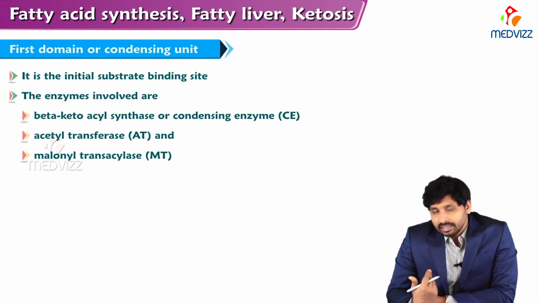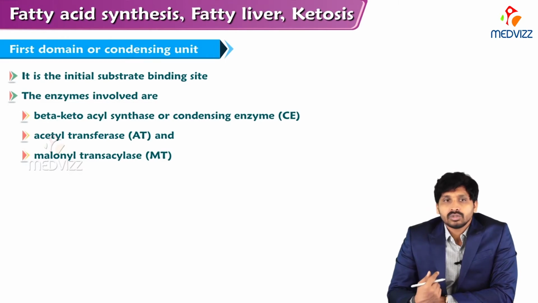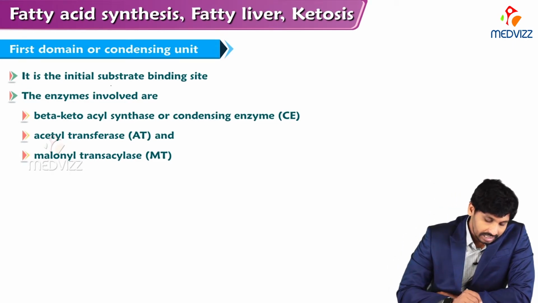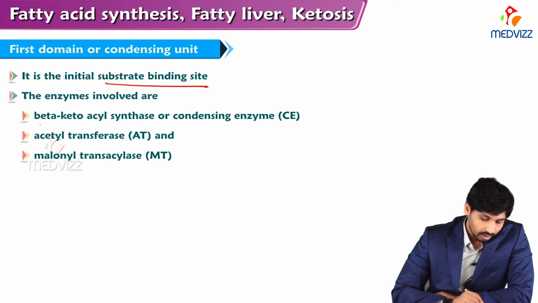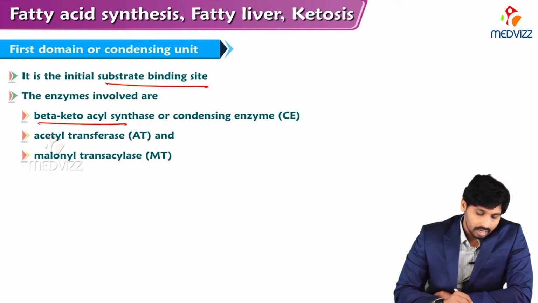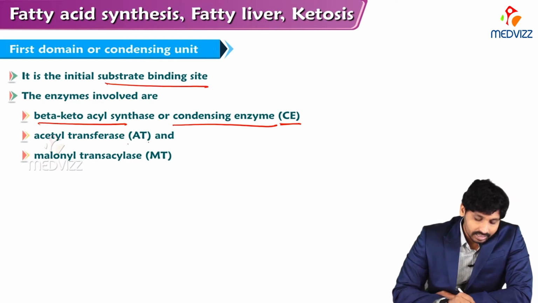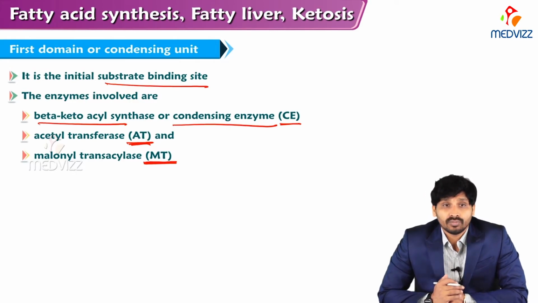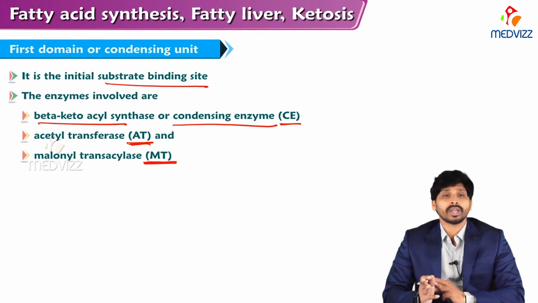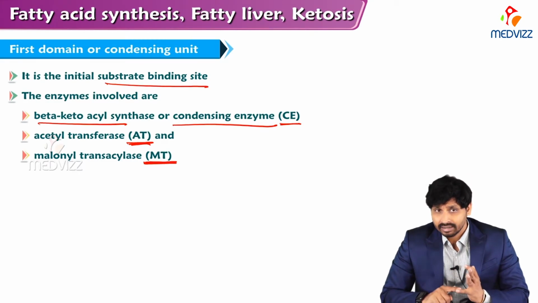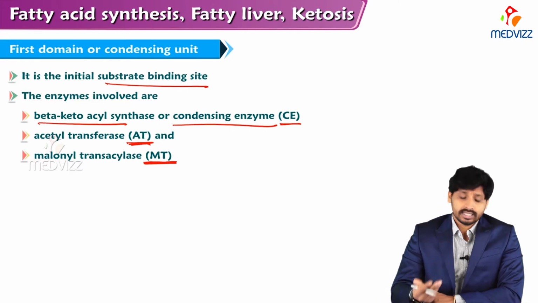To talk about the first domain: as we said, it is a multi-enzyme complex that is a dimer, so 2 monomeric units are there. We'll talk about them one by one. The first domain is a condensing unit. It is the initial substrate binding site, and the enzymes involved are beta-ketoacyl synthase or condensing enzyme, CE being the short code, then acetyl transferase, AT, and malonyl transacylase. So the first domain is made of 3 enzymes: one is beta-ketoacyl synthase or condensing enzyme, the second is acetyl transferase, and the third is malonyl transacylase.